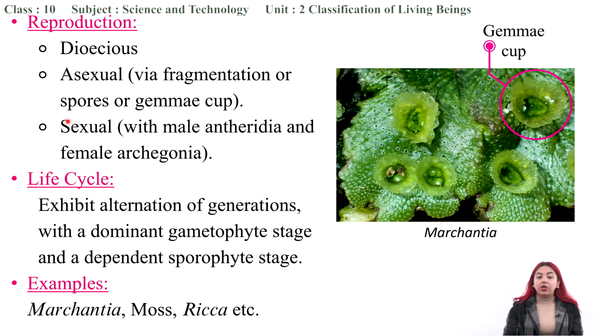Now let us move on to the mode of sexual reproduction. Sexual reproduction occurs with the help of male antheridia and female archegonia, and we will study this in detail in the next slide. Now, let us look at the life cycle of this plant. Bryophytes exhibit alternation of generation. Alternation of generation means there is an alternation between a diploid form and a haploid form. Diploid means the genetic material is complete, whereas haploid has half the amount of genetic material, that is 2n and n.